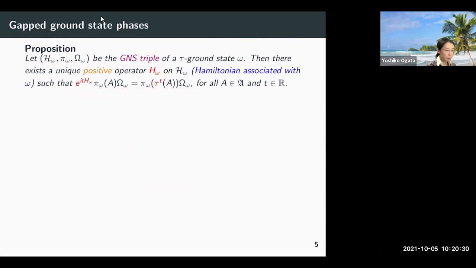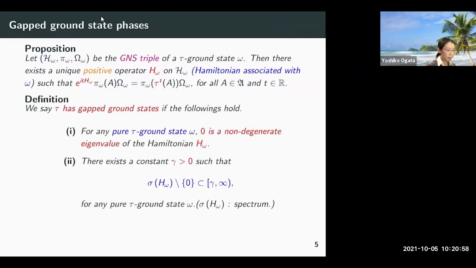So this proposition tells us that we can associate a positive operator uniquely to each ground state. And I will call such a unique positive operator H omega the Hamiltonian associated with this state omega. So this is a proposition. And with this proposition, I can now define what I mean by gap to ground state in this talk.